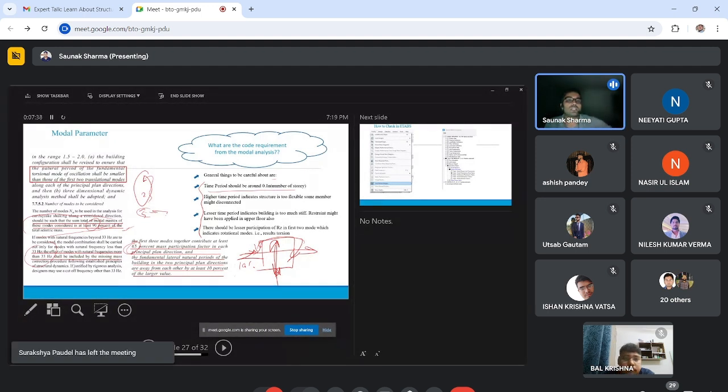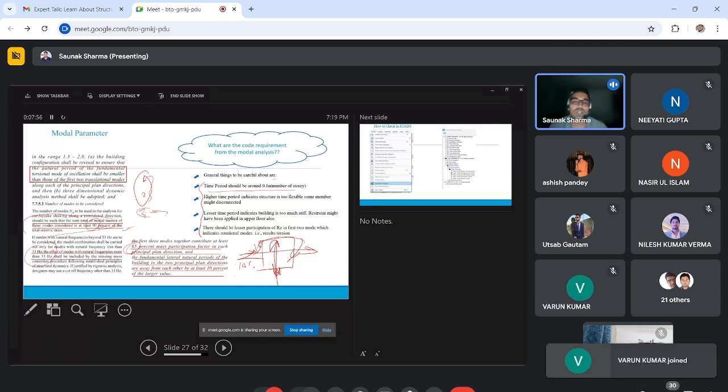Another thing while designing that we should know about modal period is the general time period of the building. The reference time period: if we are designing a 10-story building, the time period of this building should be around 0.1 times n. Not exactly that, because the time period depends on the stiffness also. So this is like a thumb rule. It should be around 0.1 times the number of stories. If we are designing an 11-story building, then it should be 1.1 seconds, something like that.